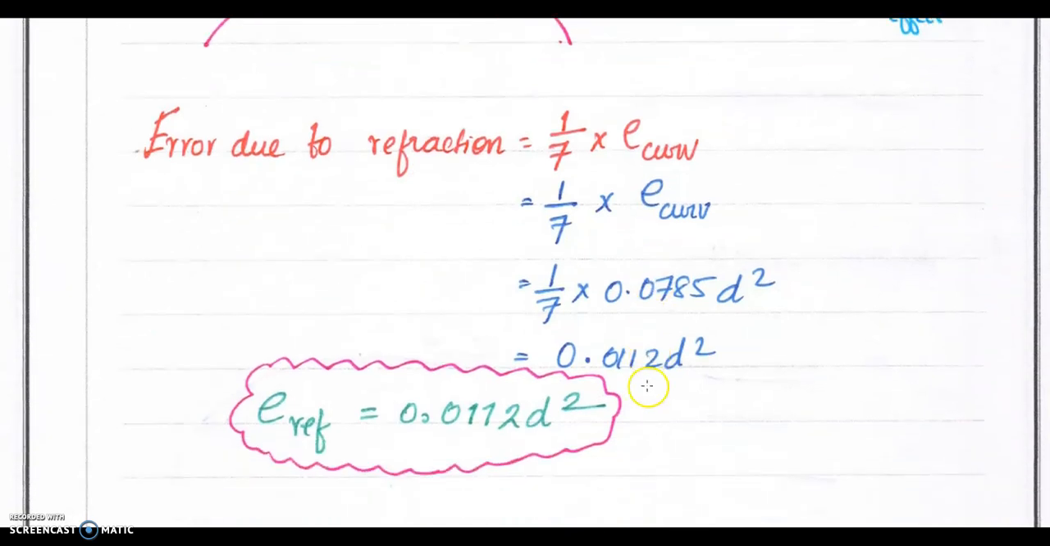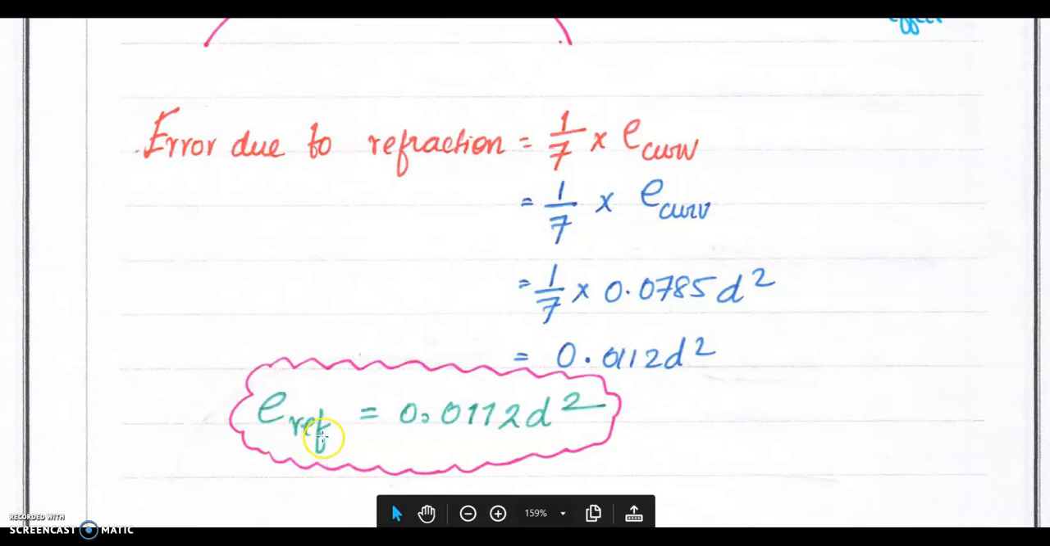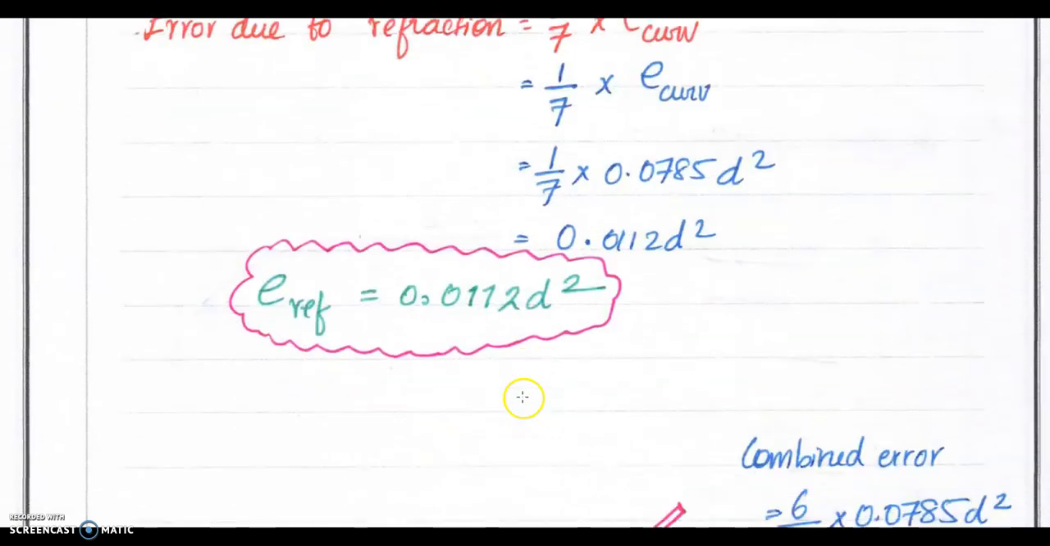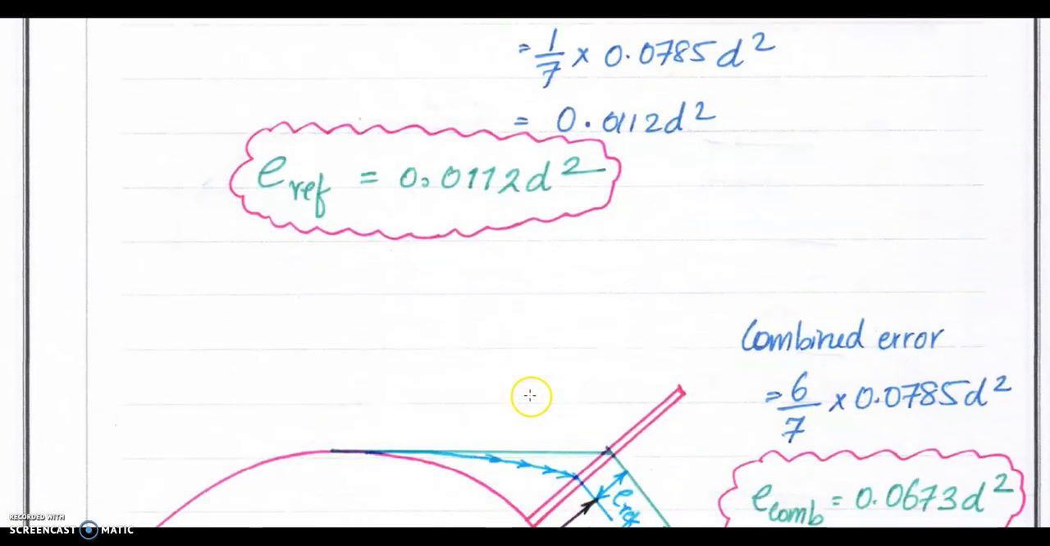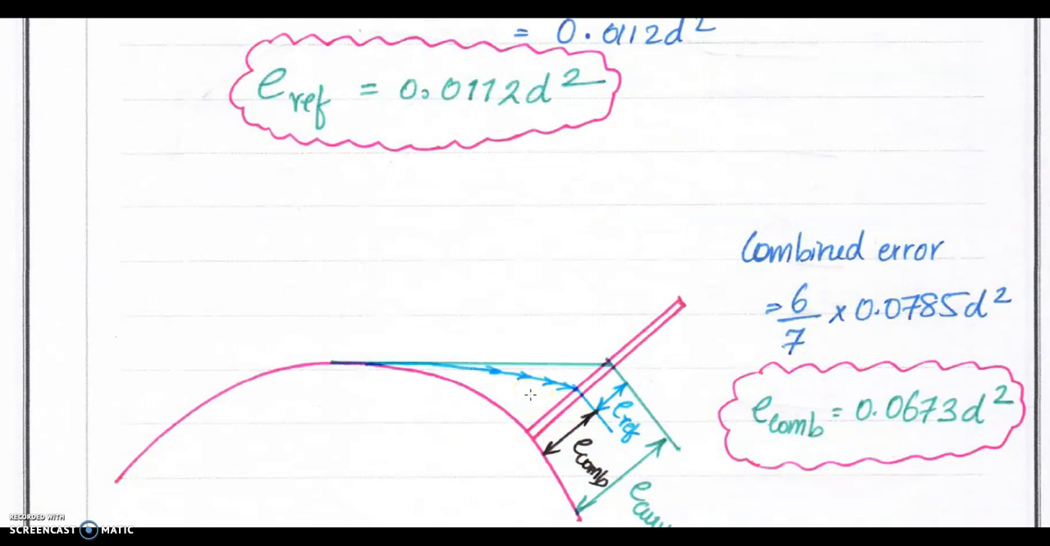So finally, you can get this expression. The error due to refraction equals 0.0112 d square. Okay, next, combined error. The combined error is 6/7 of 0.0785 d square. This is the combined error. Usually the combined error will be positive and the correction will be negative.